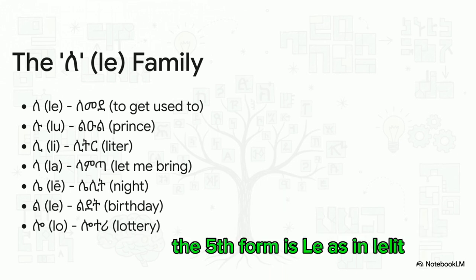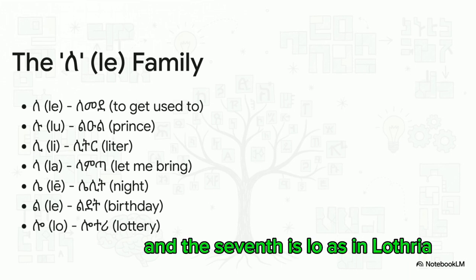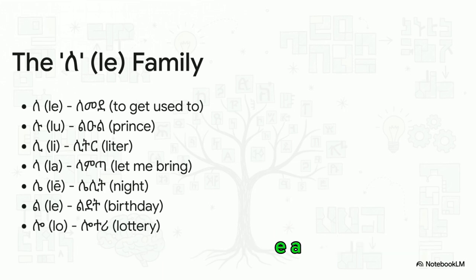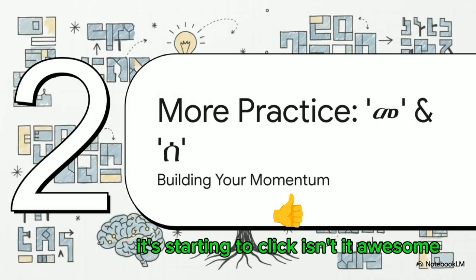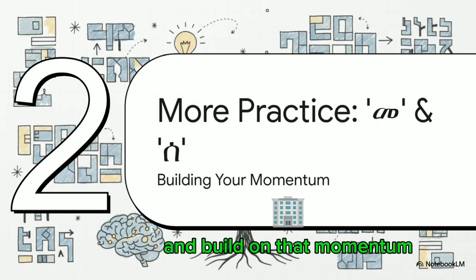The fifth form is le, as in lelit. The sixth is le, as in ledet. And the seventh is lo, as in latria. See? The exact same vowel sounds. I, u, i, a, o. It's starting to click, isn't it? Awesome. You've totally got the core idea. So let's pick up the pace a bit and build on that momentum.